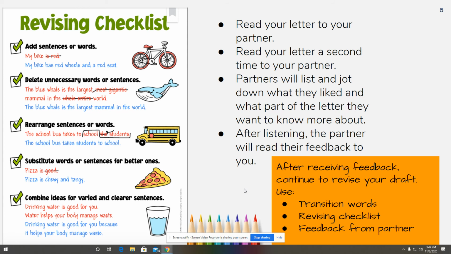After receiving the feedback, I want you to continue to revise your drafts. Make sure you're using transition words. Also, use the revising checklist and use the feedback from your partner to make some revisions to your draft. Whenever you're finished making the revisions using the transition words, your revising checklist, and your feedback from your partner, make sure to upload a copy of your draft to your teacher in Google Classroom.